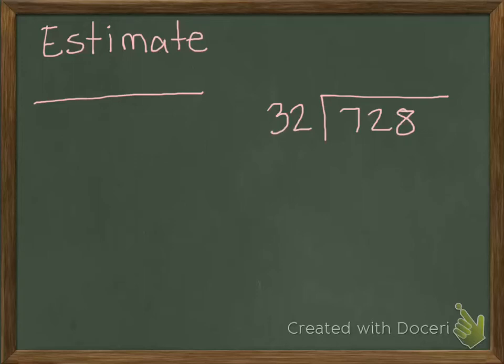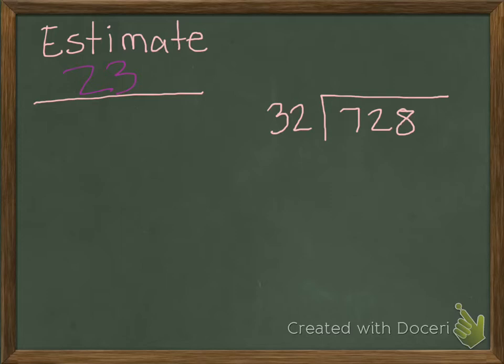Number 1 says estimate and then solve. So if I want to estimate, I would say how many times 30 goes into 700. So I know 30 goes into 70 about 2 times. Bring that down. 30 goes into 100 about 3 times. So I would say my estimate is about 23. Then it wants you to actually solve.